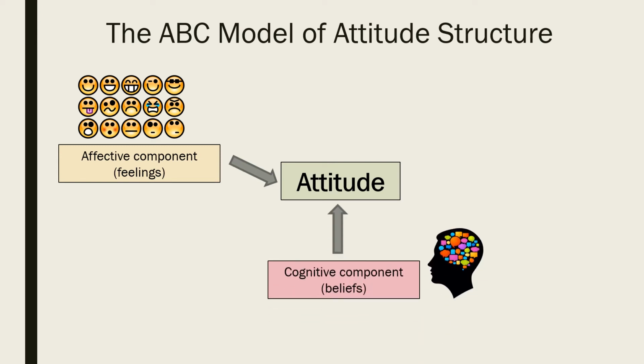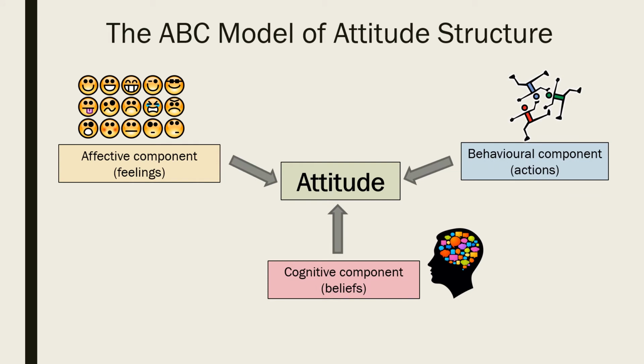The cognitive component involves our thoughts and ideas about the attitude object and often look like opinions or facts that we hold. And thirdly, the behavioural component of an attitude refers to our actions that we do in response to our thoughts and feelings of the attitude object.